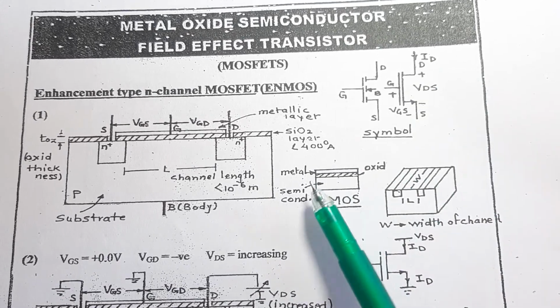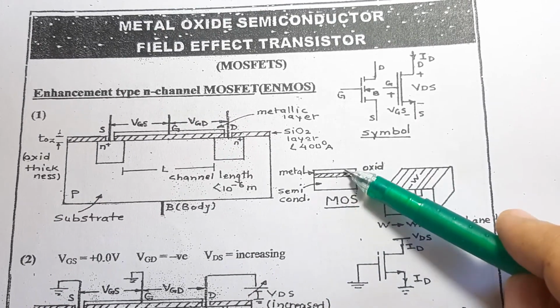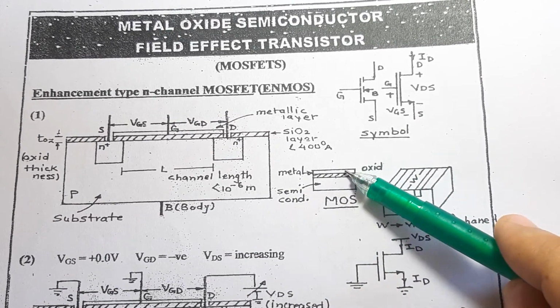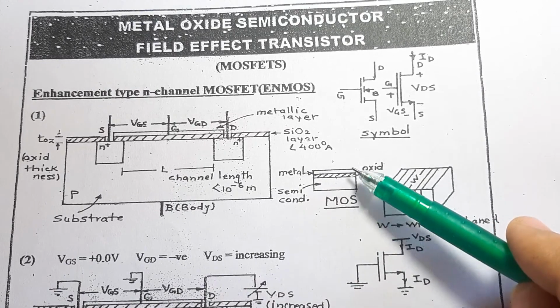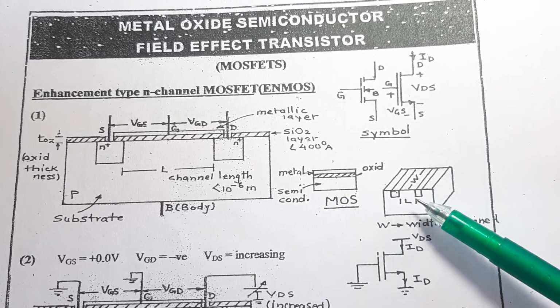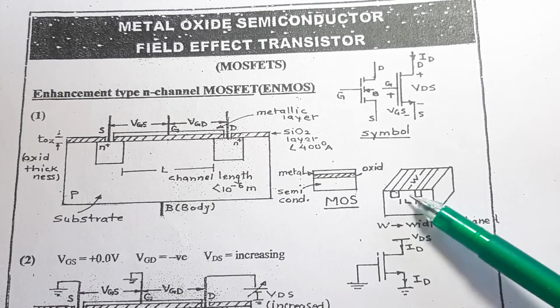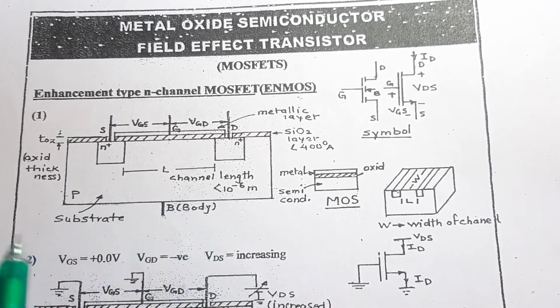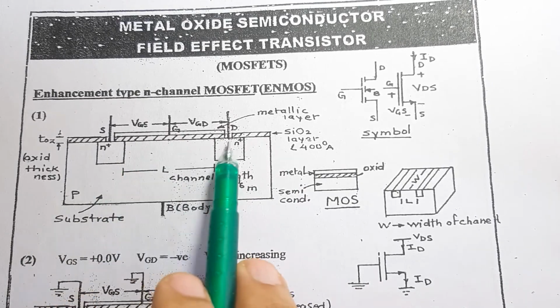Now if you see the cross section from the side, it looks something like this. The metal is on top, then you have an oxide layer, and then a semiconductor layer, hence the name metal oxide semiconductor. In the side view, L denotes the length of the channel. You can also view it here: the channel is not yet formed, and these are the two insertions.